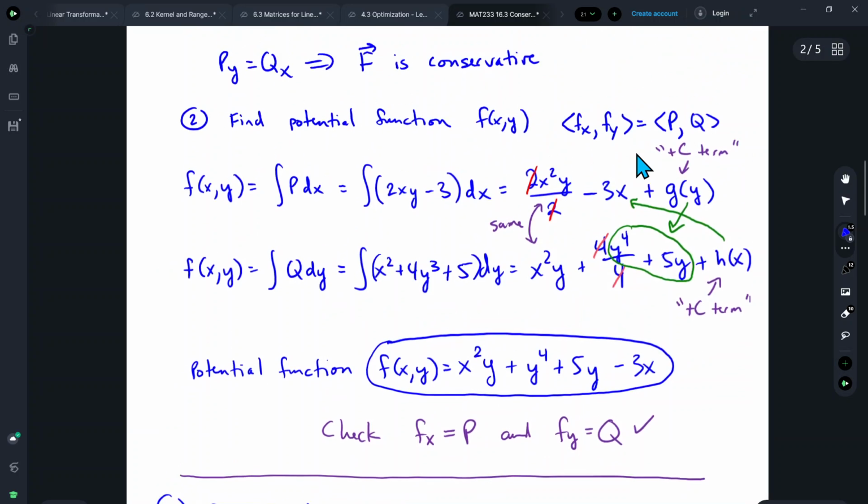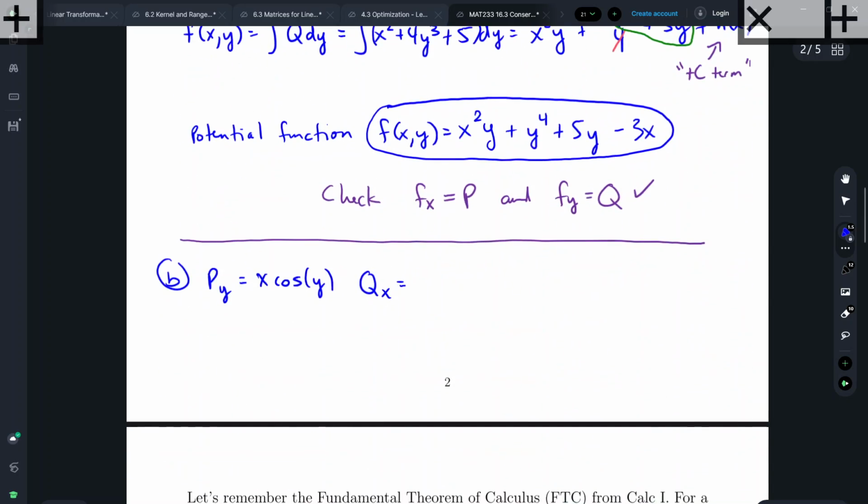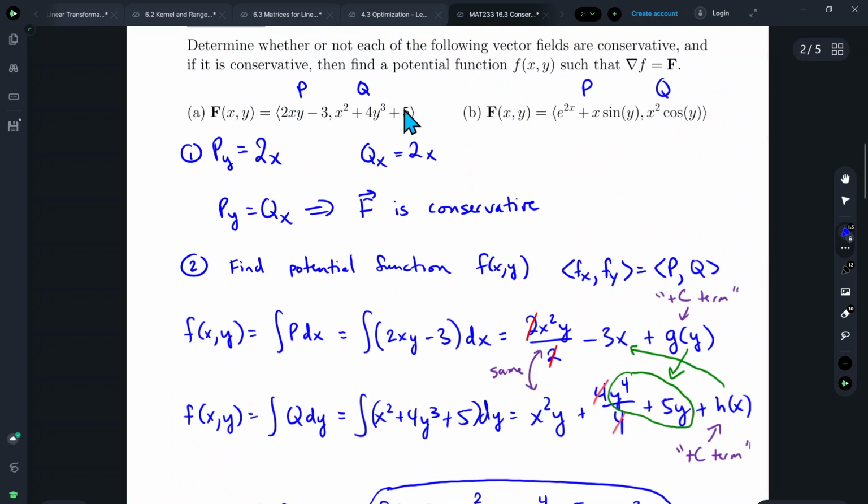And what about the partial of q with respect to x? So this term only depends on y, so that's just a constant. And then the derivative of x squared is 2x. So you get 2x cosine y. And so these two things are kind of similar, but they're not the same. So P sub y is not equal to Q sub x. So the field is not conservative. Okay, so we have that the vector field on the left is conservative, but the vector field on the right is not conservative.